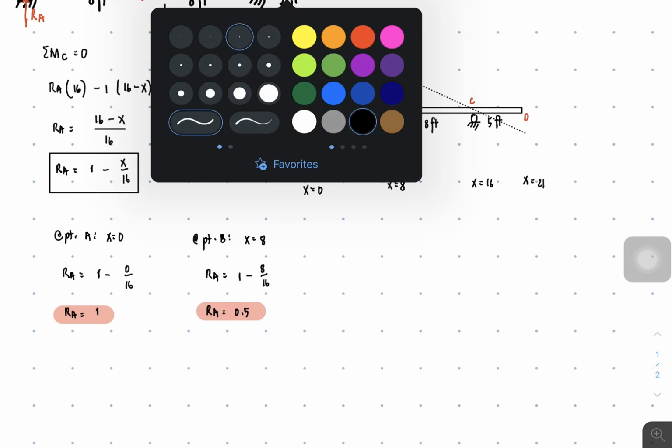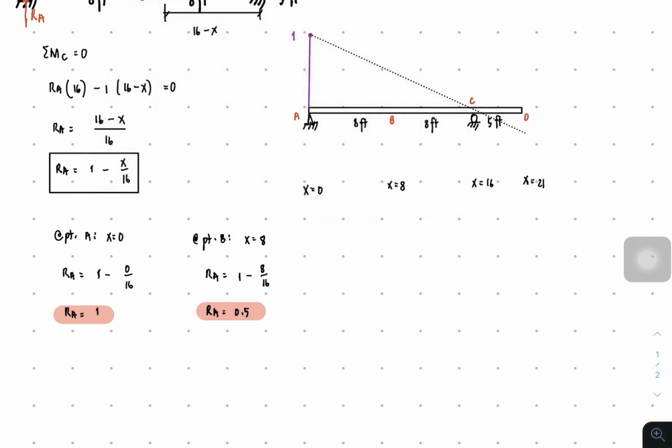So we will be plotting that portion. Actually, it's going to form a triangle. That's why I made this temporary line. So this is 0.5. So it's going to make a triangle most of the time. I mean, all the time, whenever we have an overhanging beam or a simple beam.